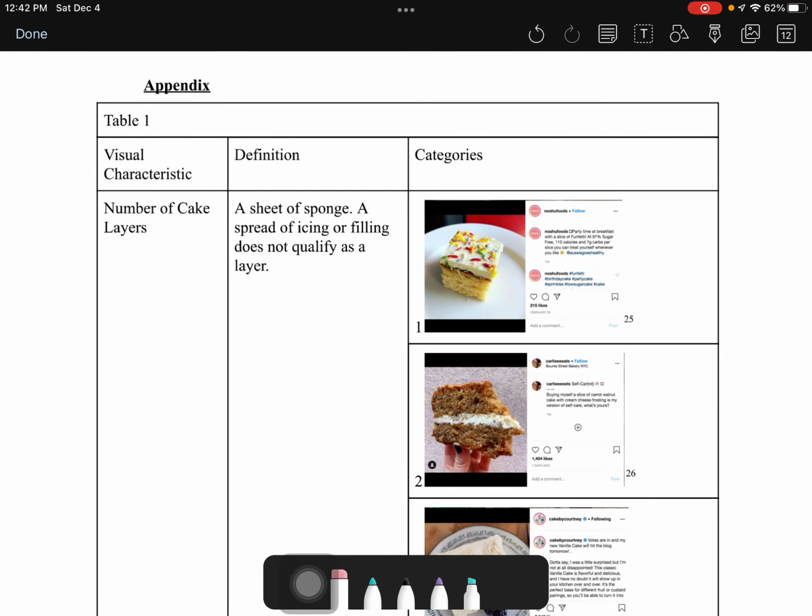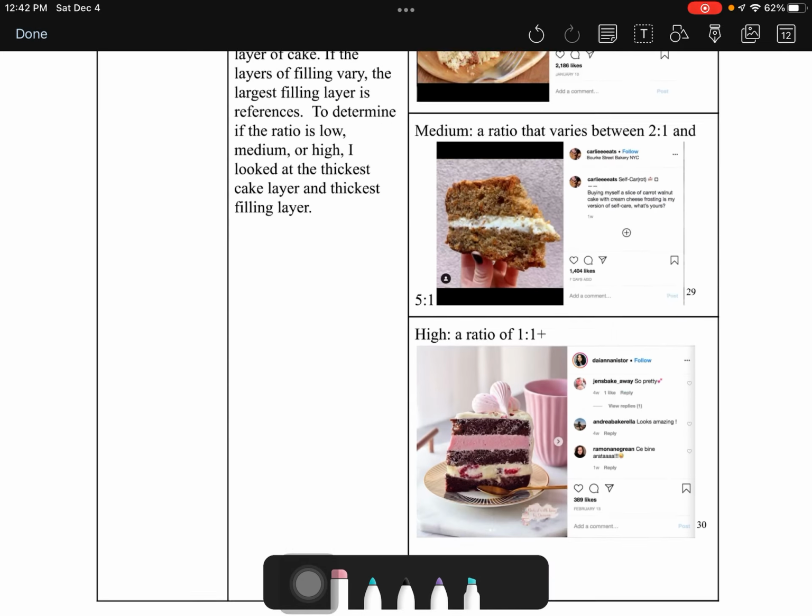All right, let's talk about content analysis. At the beginning of the year, we looked at a sample essay that was doing a content analysis of Instagram posts about cake. So what I have here is her appendix.